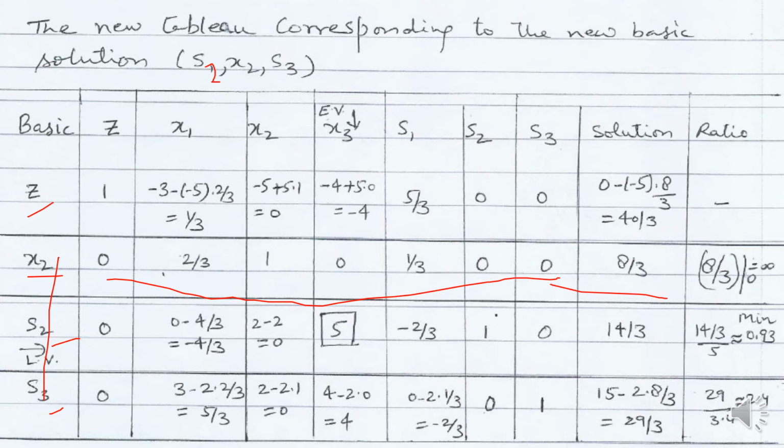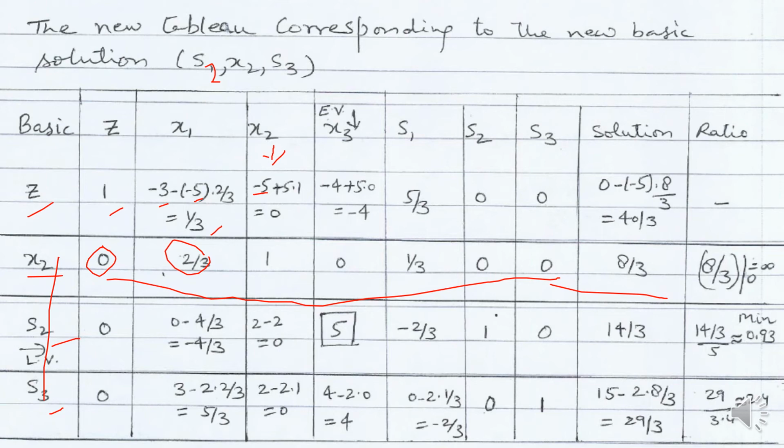So 1 was the element in the previous table. 1 minus, -5 was the element in the pivot column of the entering variable, that is the x2 variable. So 1 minus -5 into 0 gives us 1. Then -3 was the element in x1 column, minus -5, the element in the pivot column, into 2 by 3 gives us 1 by 3.